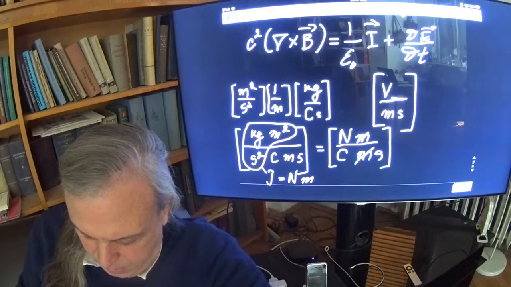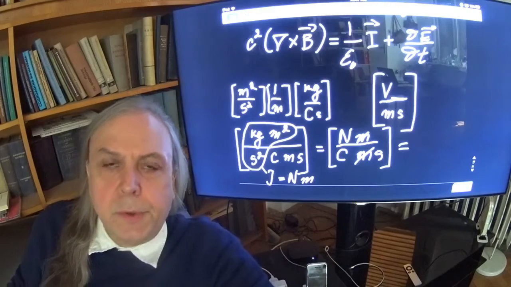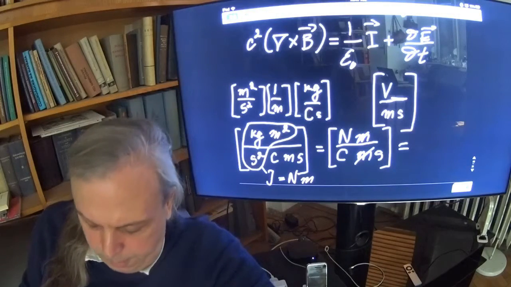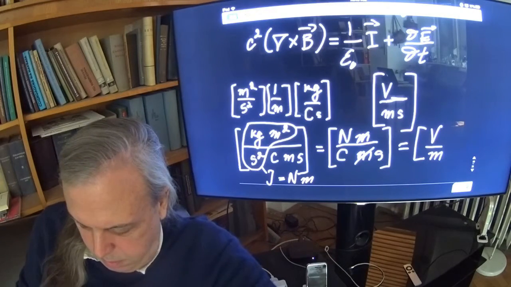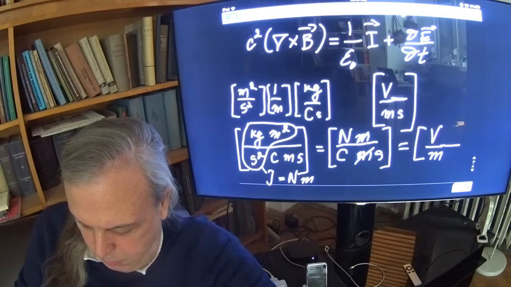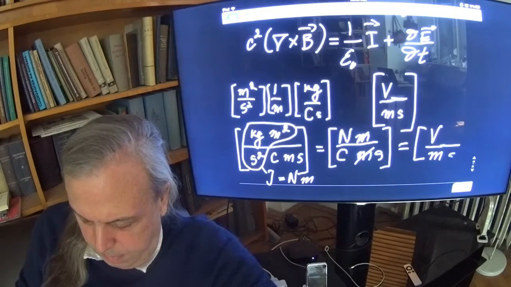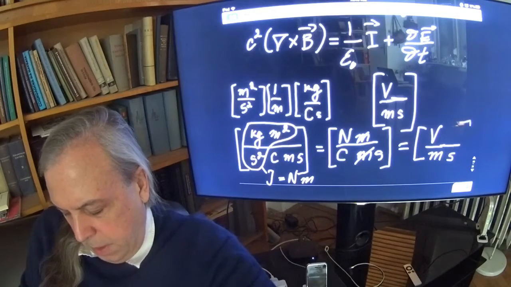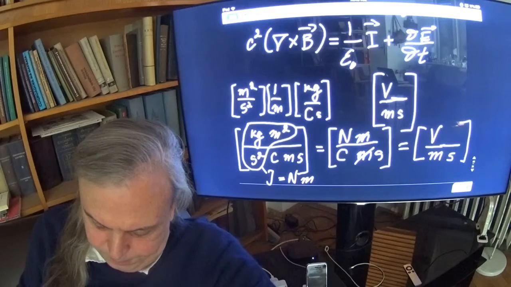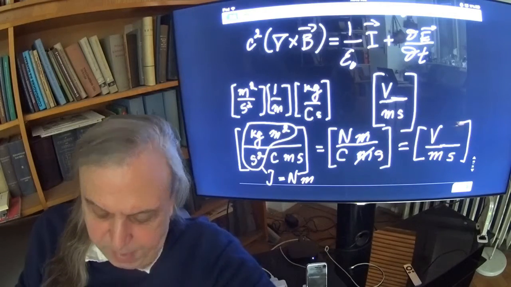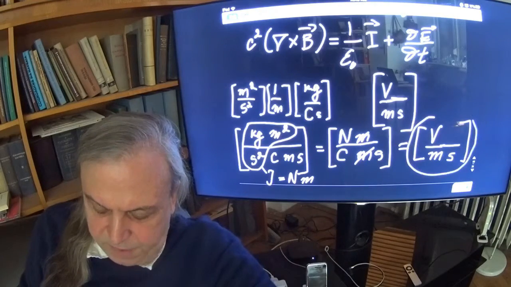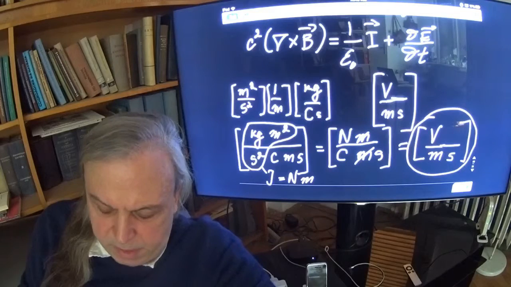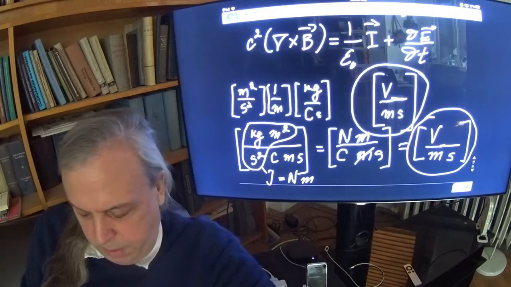This cancels. However, we saw that Newton over Coulomb is volt over meter. We have volt over meter times second. In this way, we see that the dimensions on the left side of the equation are the same as the dimensions on the right side of the equation.